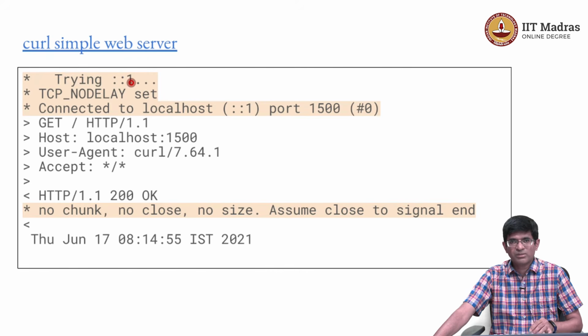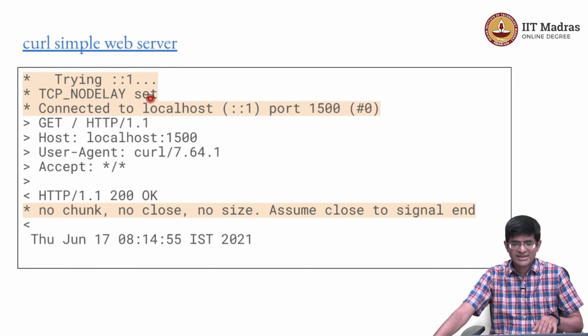This ::1, by the way, is an IP address, but unlike the format that I mentioned earlier, which is just 4 numbers separated by dots, this is actually something called an IPv6, the version 6 address. For now you can just ignore it. ::1 means localhost, means your own machine.